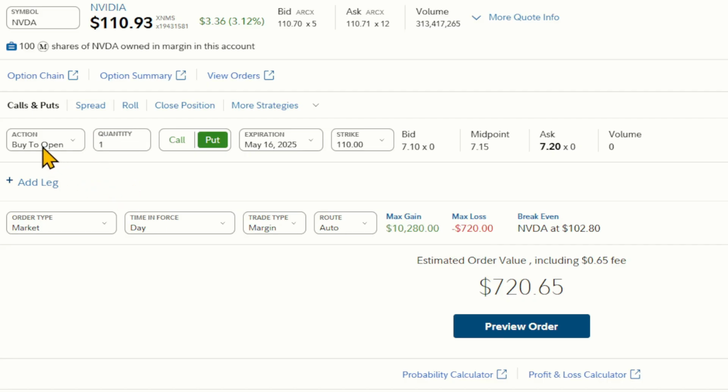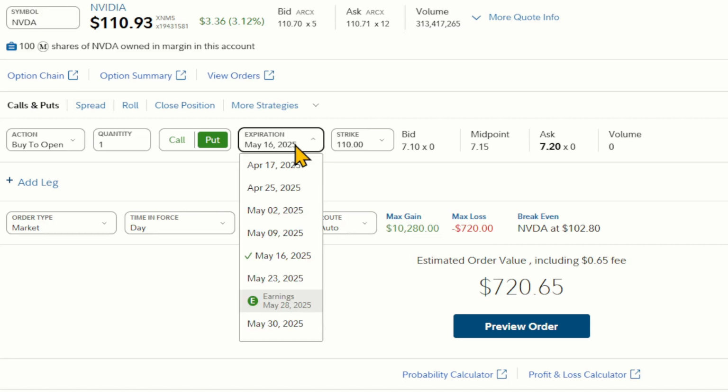So in this case, I'm, again, buying to open is my action. I'm going to do one contract to cover my 100 shares, and I'm going to do this as a put option, and I'm going to give myself out till May 16th because that's the date we're using right now. Now, something that might make sense is for you to go, but earnings are coming up on May 28th. Maybe I want to protect my portfolio through that earnings date. So I'm going to make it May 30th.